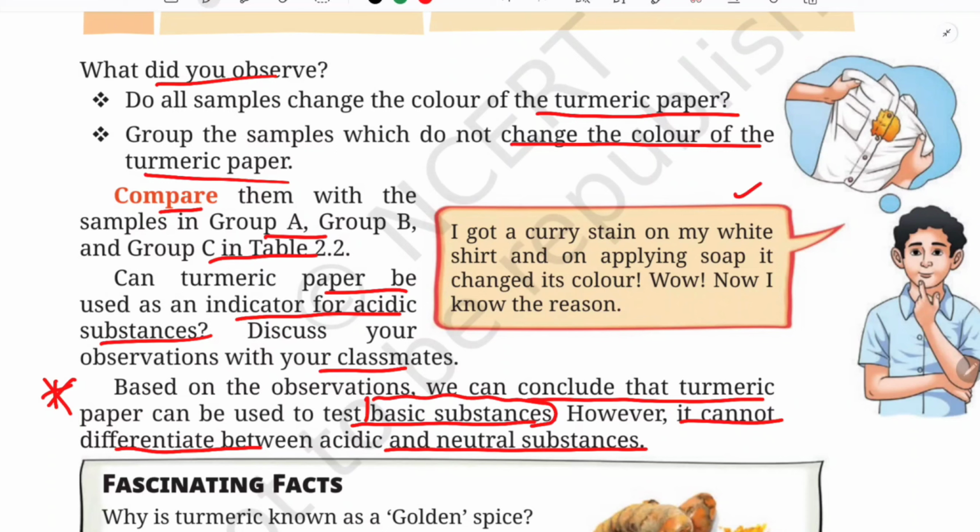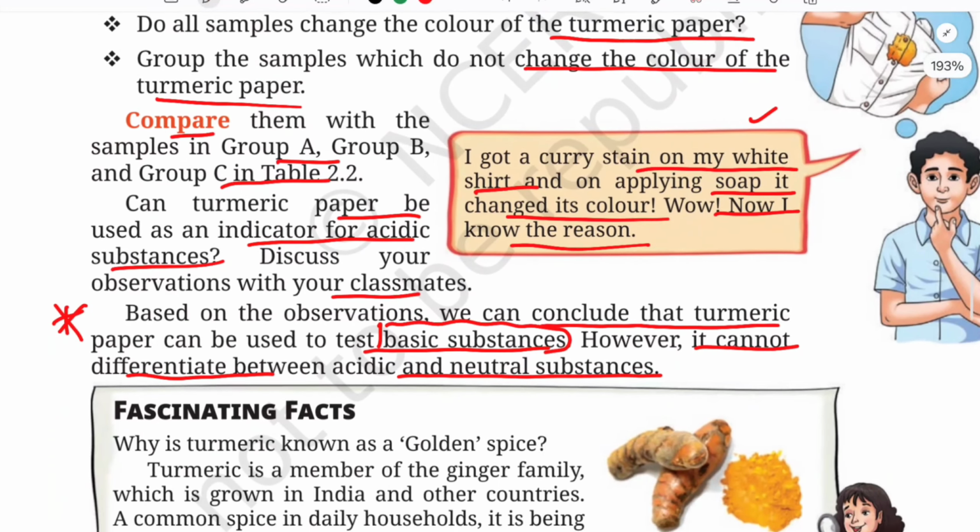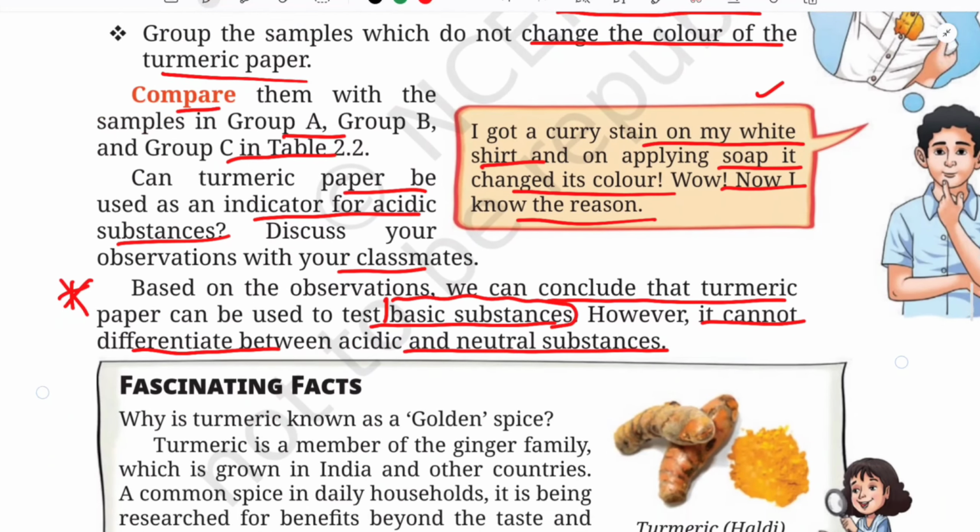So here, let us see what this boy is thinking. I got a curry stain on my white shirt, and on applying soap it changed its color. Wow, now I know the reason. I hope you also know the reason why. See, if you got a curry stain on your white shirt, then what happened? As soon as you apply soap or washing powder, there will be a change in color. The yellow color will not change into white like that of the shirt. It will change first into reddish brown color. Have you ever observed that? Try to observe it. Then you will come to know that turmeric reacts only with basic substances.